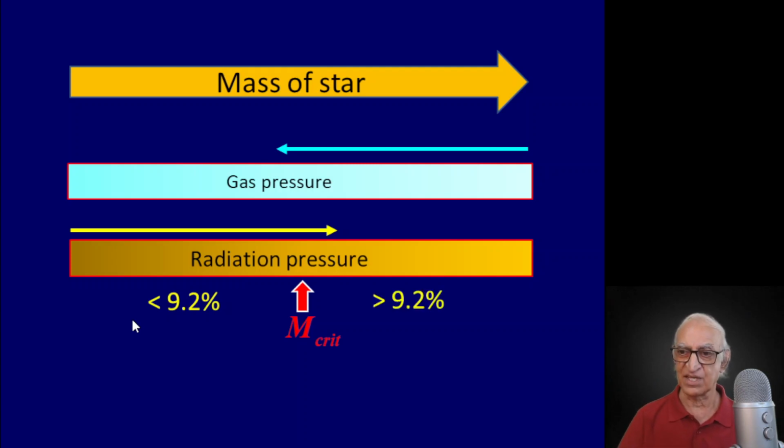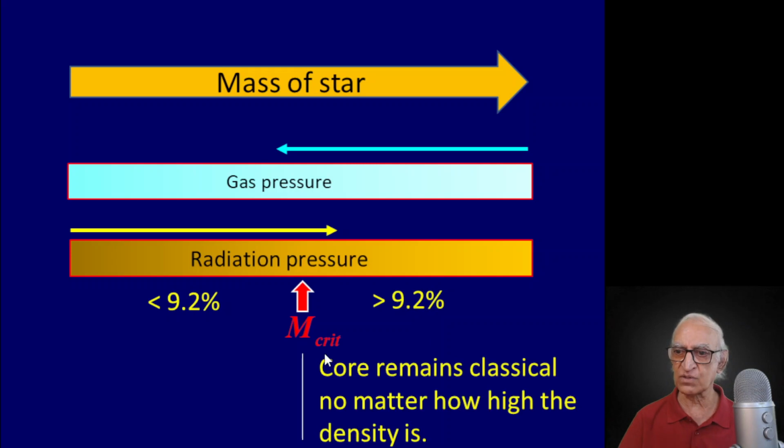But on the other hand, if you consider stars with masses greater than this critical mass, then radiation pressure in all these stars will be greater than 9.2%, and therefore the cores of all these massive stars will remain classical and obey Boyle's law, no matter how high the density is, and therefore you will be guaranteed a safety valve. And therefore, for all stars above the critical mass, the many acts of the stellar drama will proceed without any catastrophic stellar explosion till in the end iron is produced right at the center of the core.